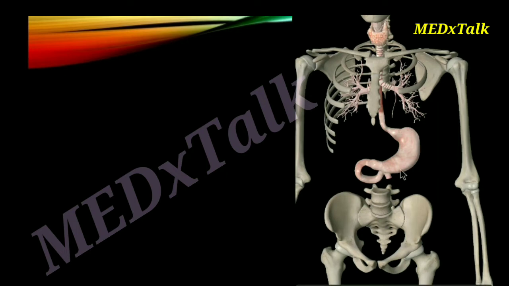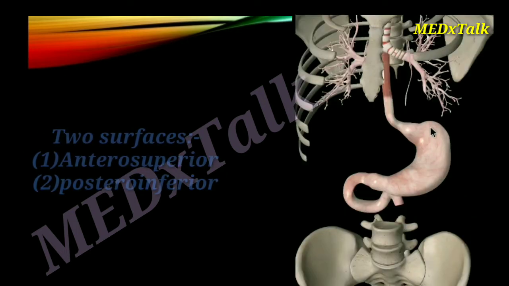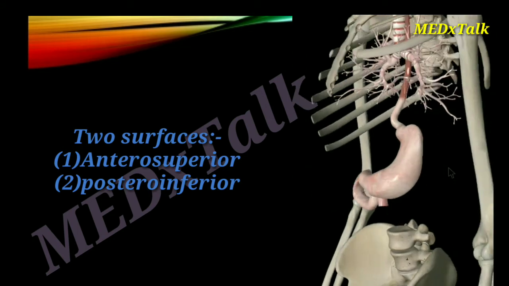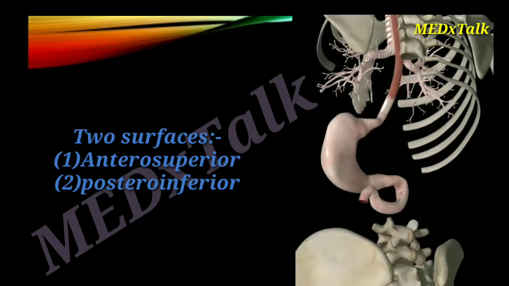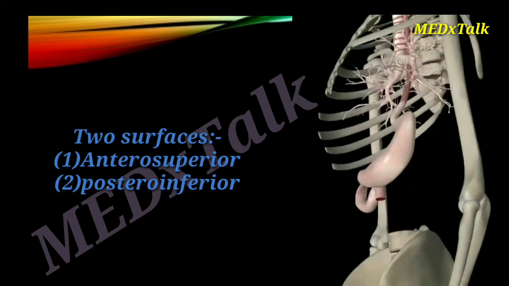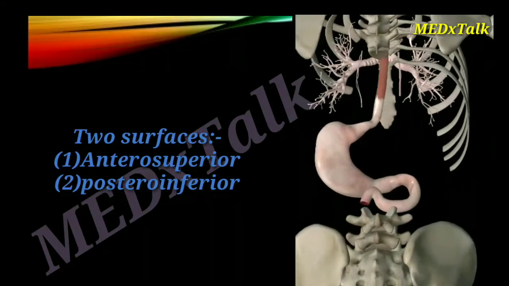The stomach has two surfaces. The first one is the anterosuperior surface, and the second one is the posteroinferior surface.